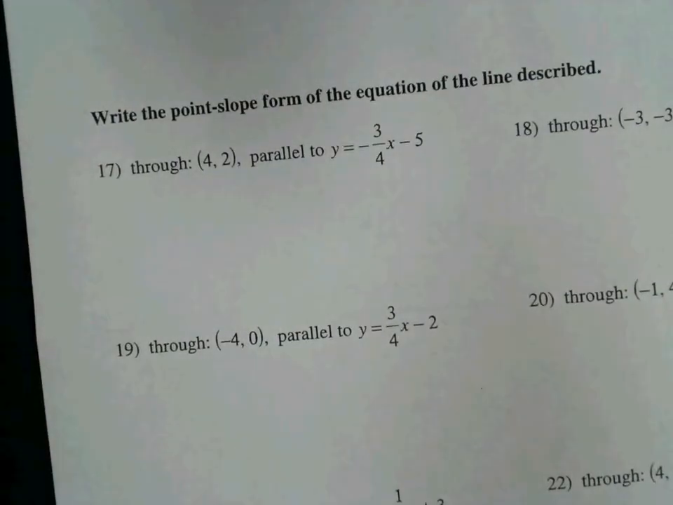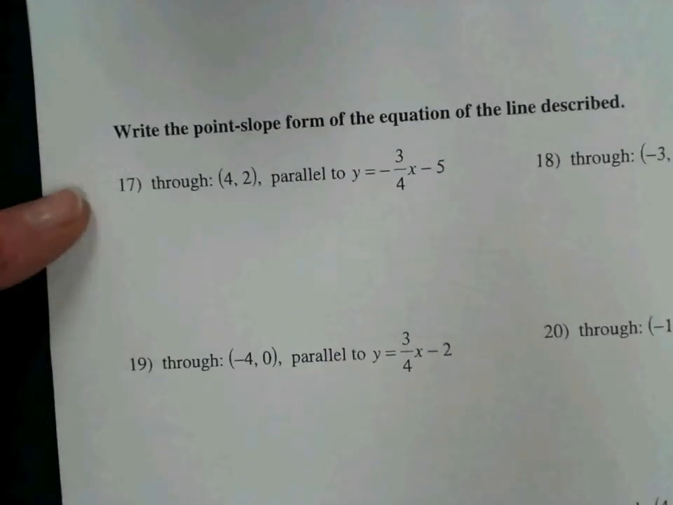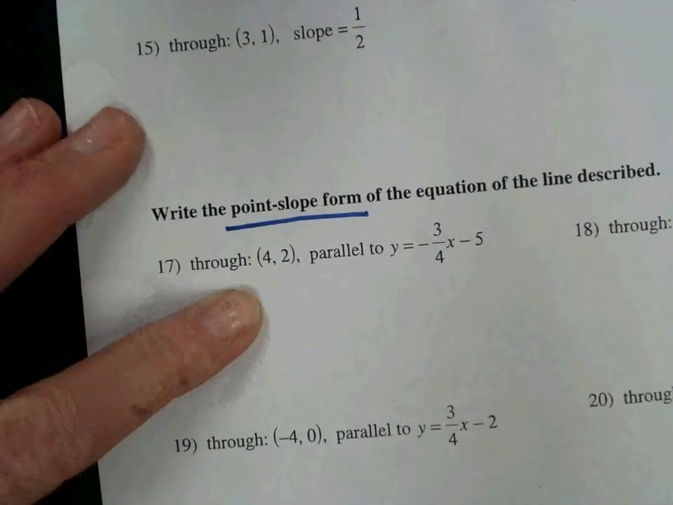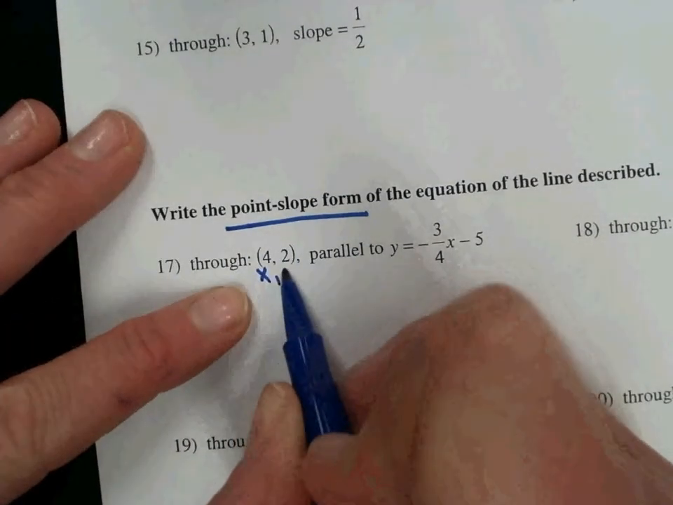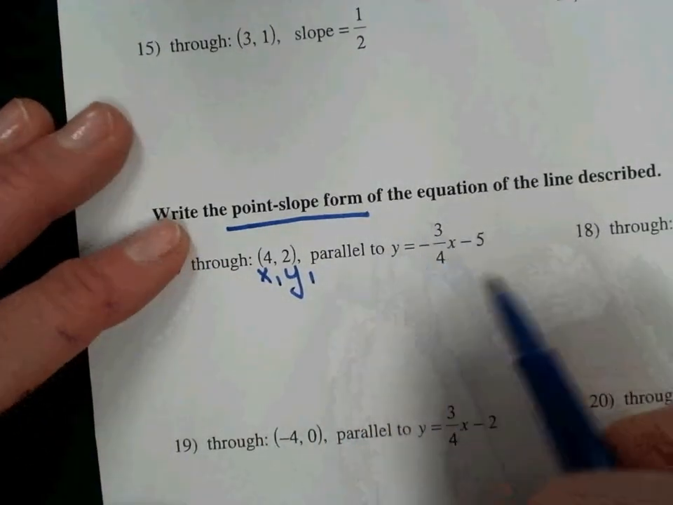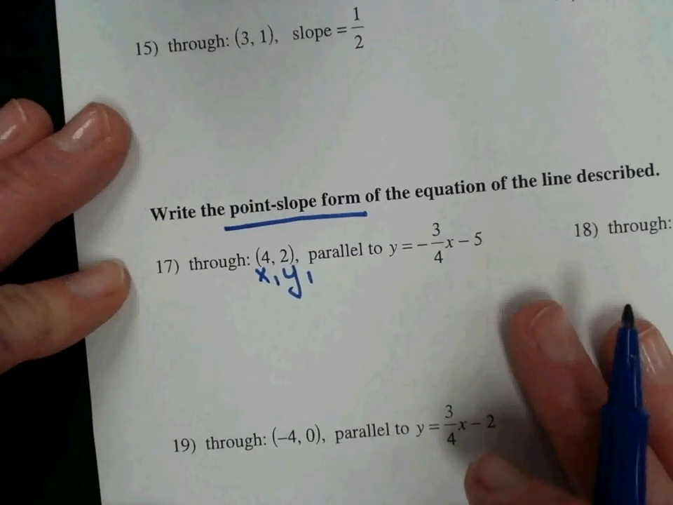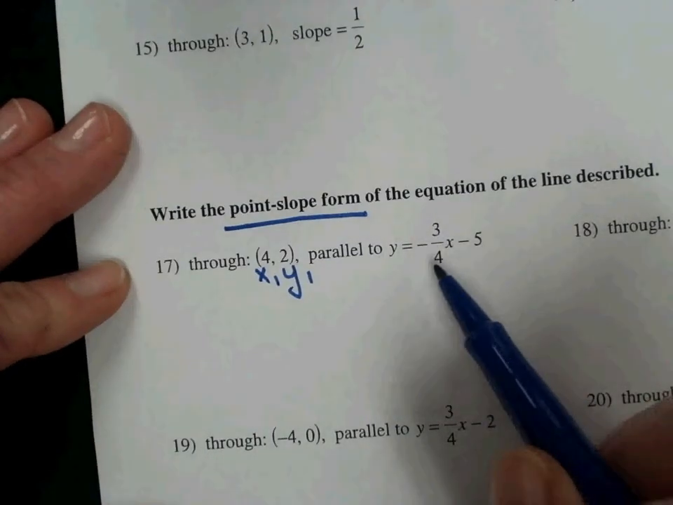And then this last section here, they all say parallel to. So looking at number 17, it says point slope form, and we're going to keep it as point slope form. We're given a point, and then we're given an equation of a line that's parallel to the line that we're going to create.